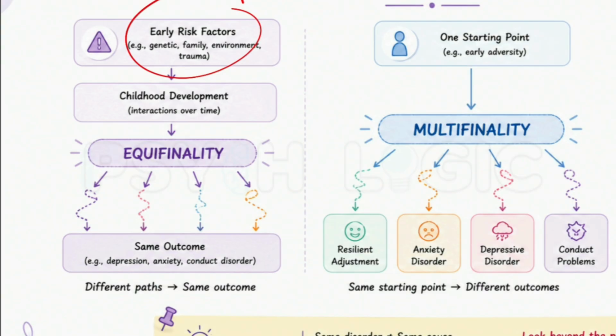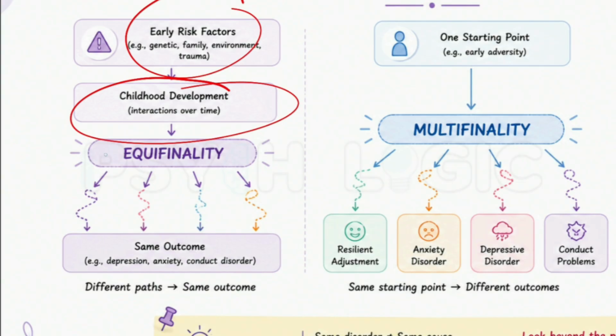Between those early risk factors and adulthood lies something very important: development. Everything happens during childhood. Your relationships, your school experiences, your parenting, your friendships, your coping skills. All of these influence how a person's mental health develops over time. So there are two things: equifinality and multifinality. What do we mean by these things?